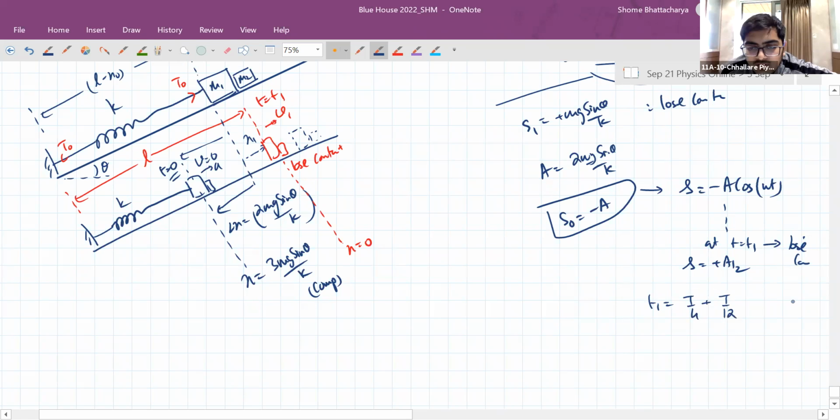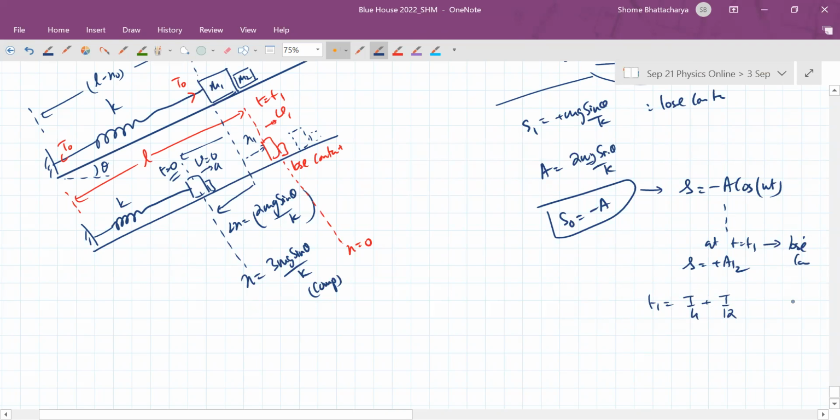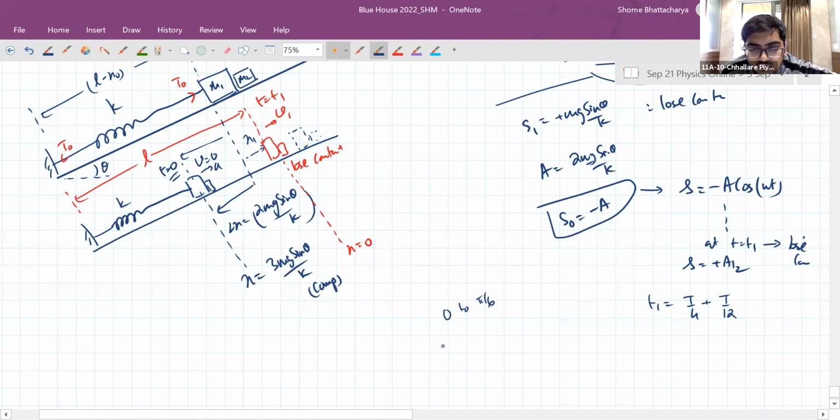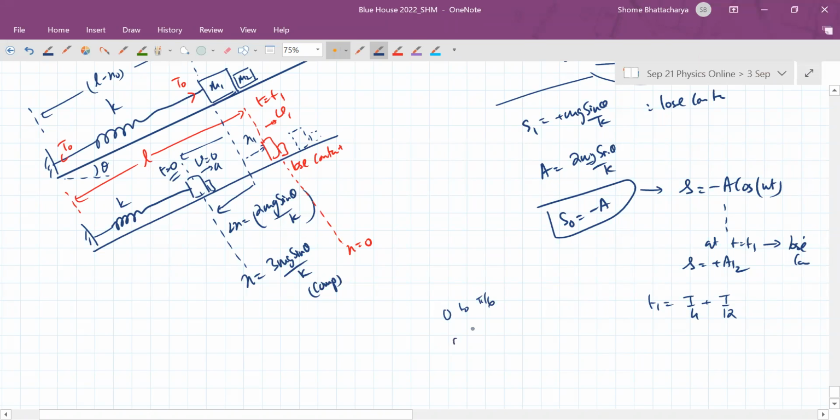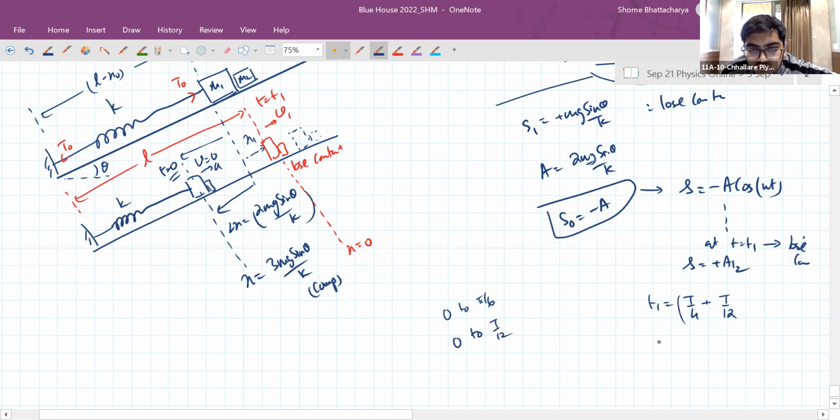Sir, can I repeat again? 0 to half जाने के लिए कितना time period होता है? So to go from 0 to half, your phase angle has to change from 0 to pi by 6, na? Okay. Your time has to go from 0 to T by 12. So this is the time, okay.